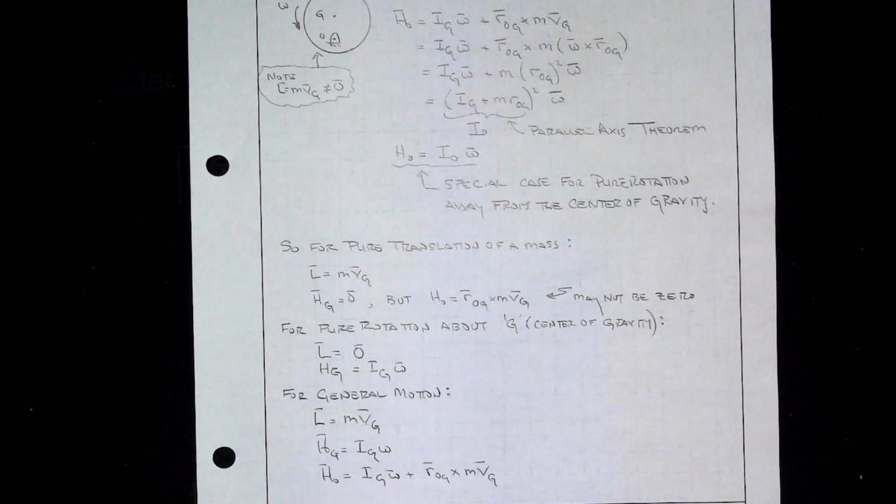For pure rotation about g, the linear momentum is 0 because the velocity of g is 0, and we just have angular momentum Ig omega. And for general motion, we have the following. These are the general equations we have: linear momentum and angular momentum, and in general this is about g, and about another point O, we get the following. Time to start doing some problems. We'll get at it in just a moment.